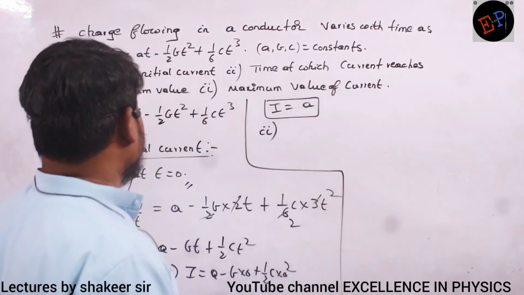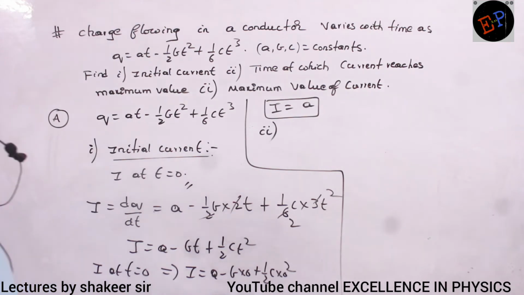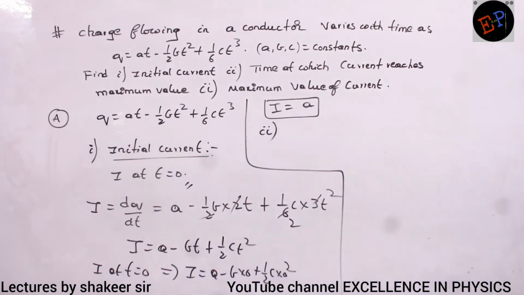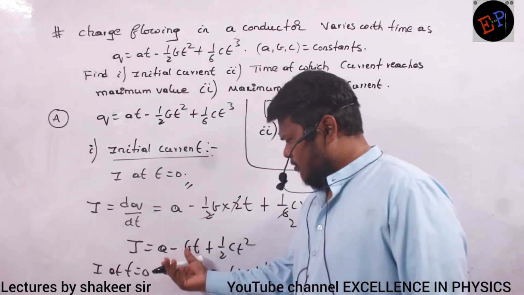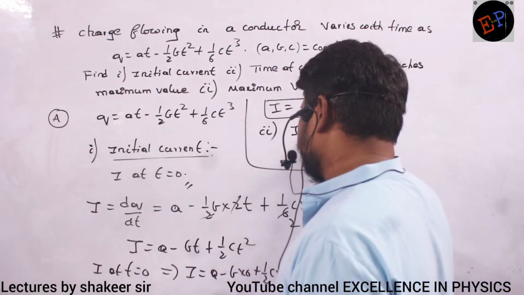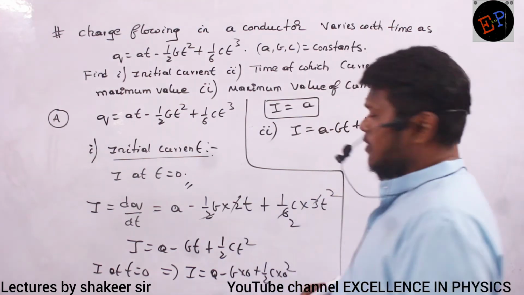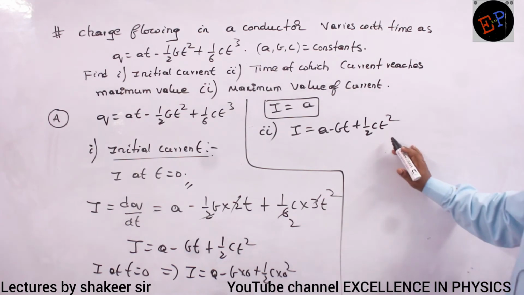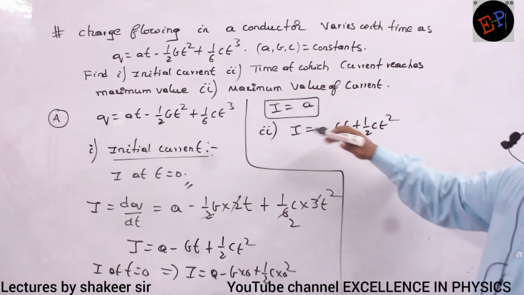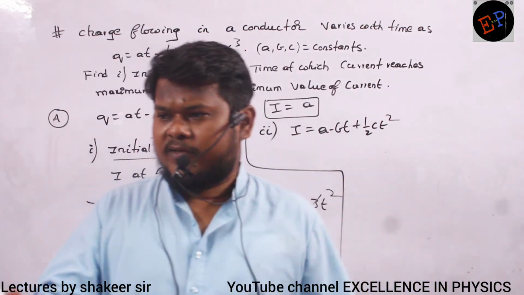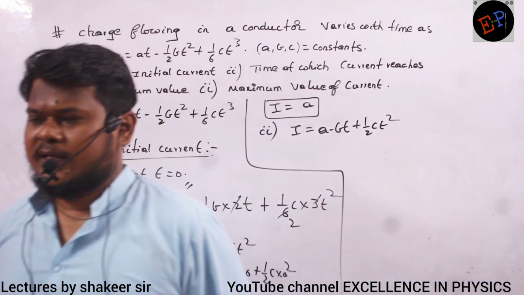Time at which current reaches maximum value. Okay? So in which condition does current reach maximum value? Can you say how I can do this calculation? The equation of current I have calculated, no? What is the equation of current? I is equal to A minus Bt plus half Ct square. Clear, no? Now, what is the question? What is the time at which current reaches maximum value? At what time will the strength of current be maximum? How can I calculate?